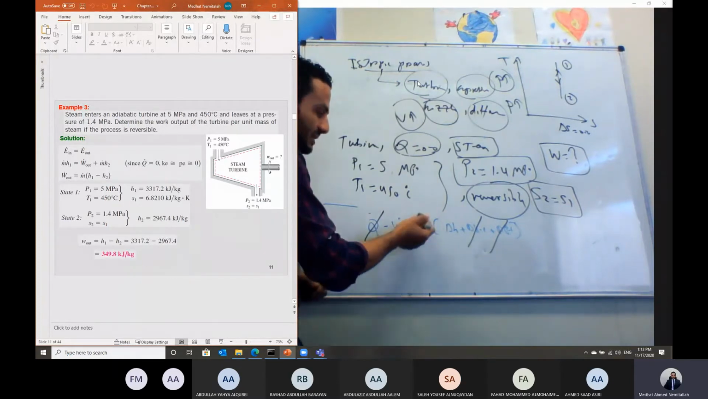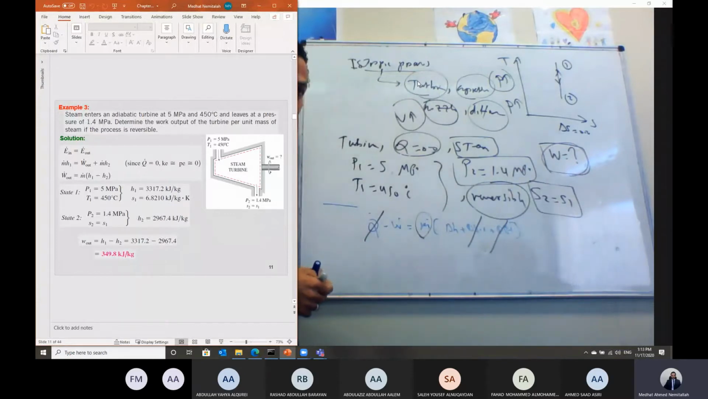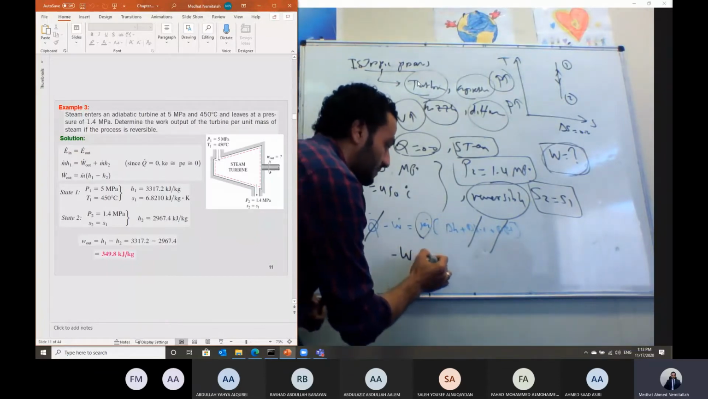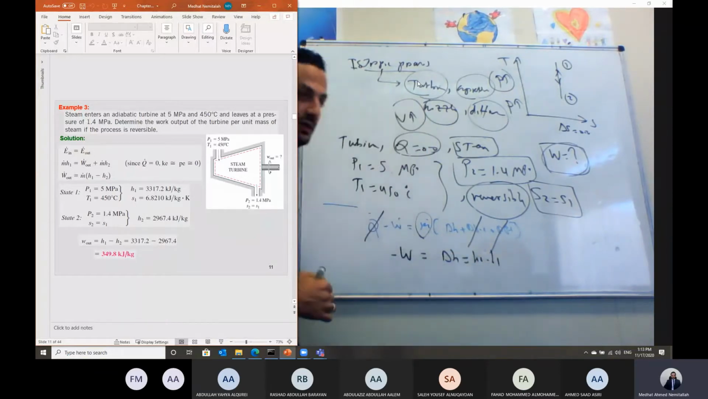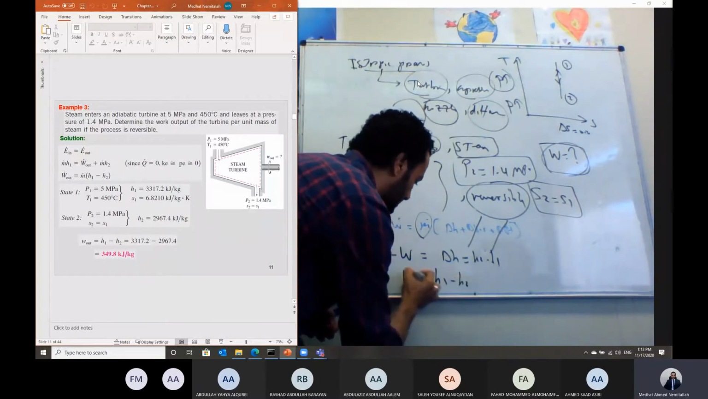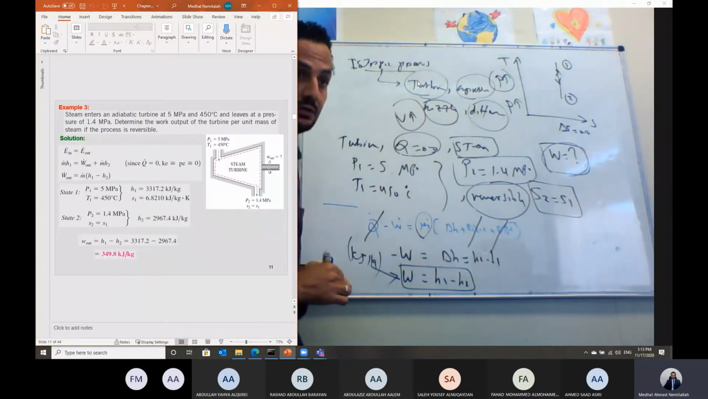But he didn't give the mass, and we need to calculate the specific work in kilojoule per kilogram. So we can use the specific form, dividing the whole equation by m dot. So the specific work will equal to delta h, which is h2 minus h1. Or we can say the work will equal to the difference in enthalpy, h1 minus h2. And this specific work should be calculated in kilojoule per kilogram. Is that clear?